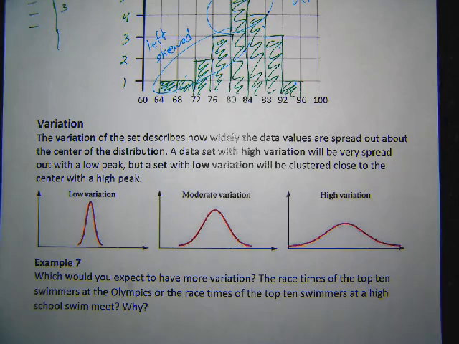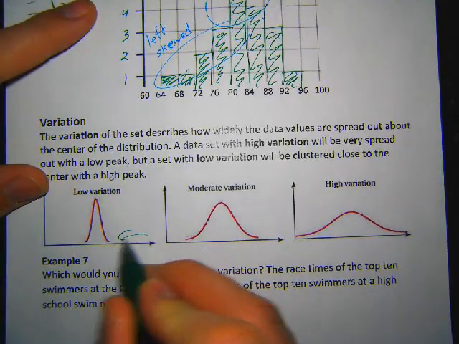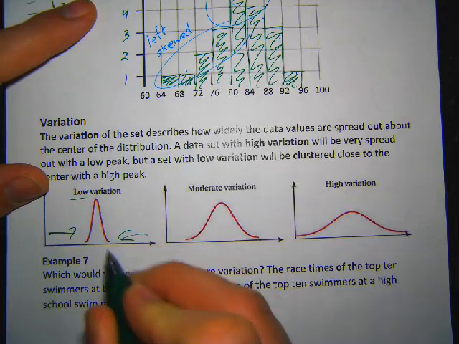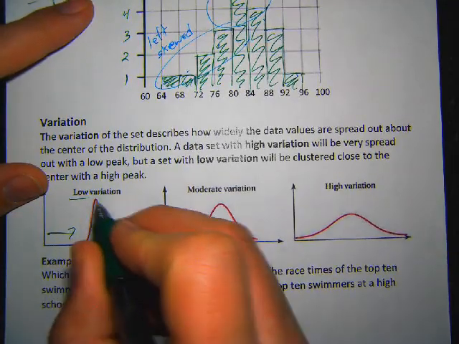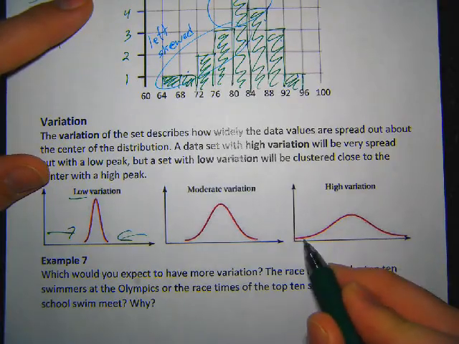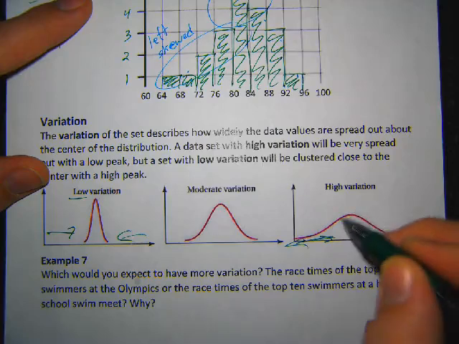And that will mean a low peak, because if you're spread out side to side, then your peak is going to be low. You're not going to have a lot of numbers in the middle because you're spread out. Versus if you have low variation, so you're clustered close together in the middle, then you have a high peak. So notice here, this is low variation. It's low because it's not spread out, and it has a high peak. Versus here we have high variation where it's really spread out side to side. It makes for a low peak.